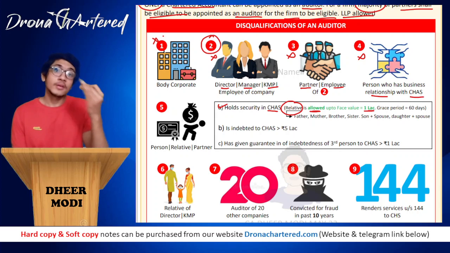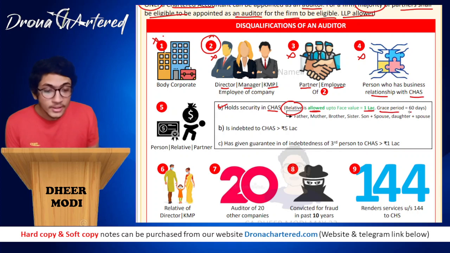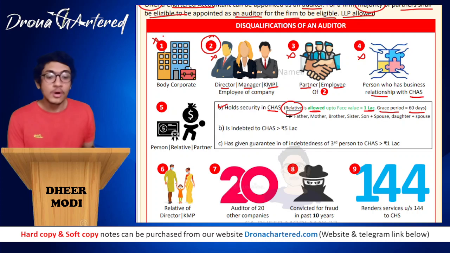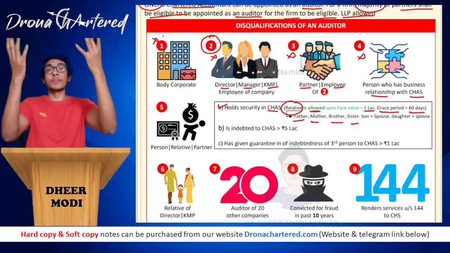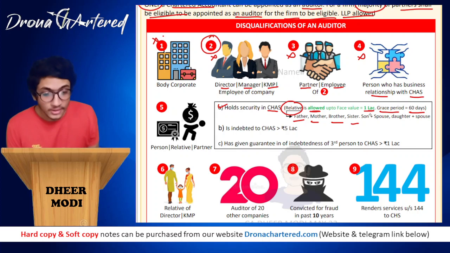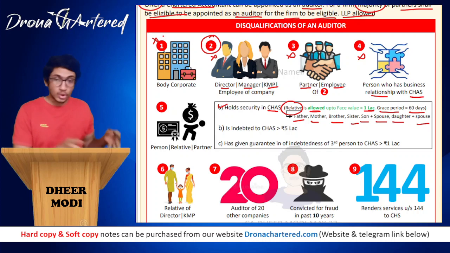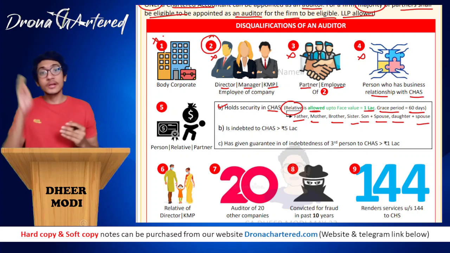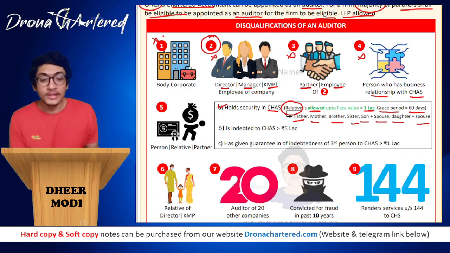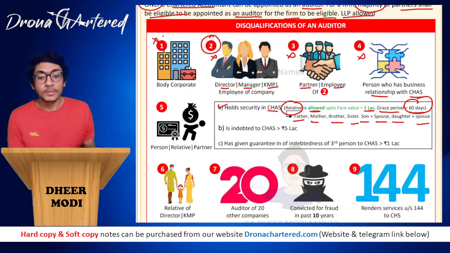And if your relative owns more than 1 lakh face value, then you have a grace period of 60 days to correct it and bring it below 1 lakh. Now your relative includes your father, mother, brother, sister, then your son plus his spouse and daughter plus spouse. So your parents, your brother, sister, your son, your daughter and their husband and wife are all included in relative. They can have up to 1 lakh rupees and will be given a grace period of 60 days if they have more than rupees 1 lakh.